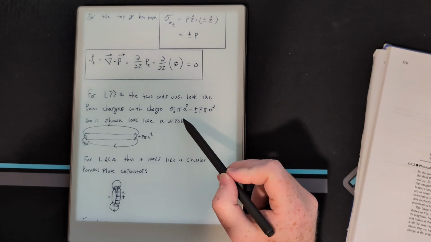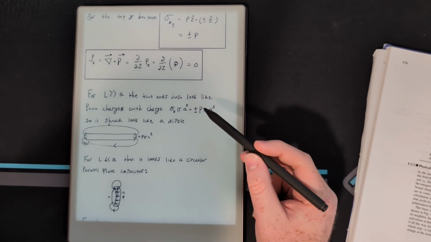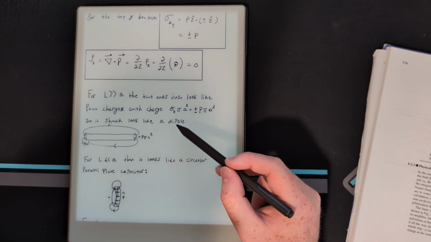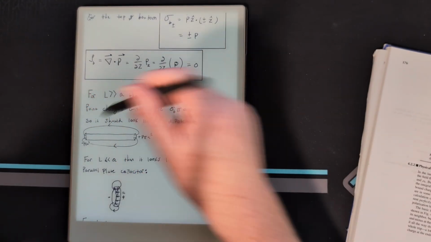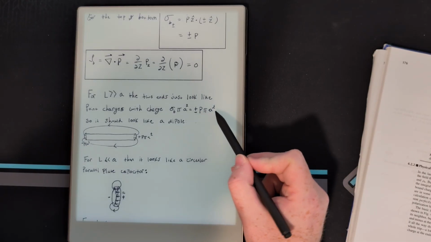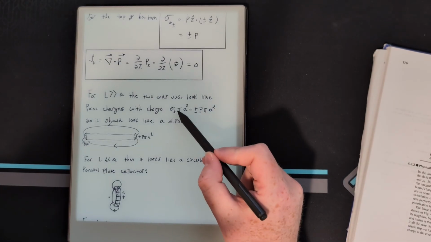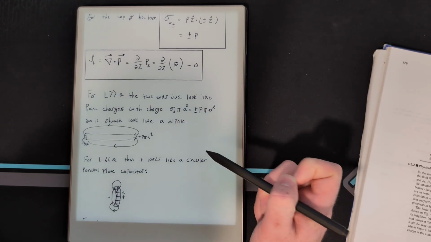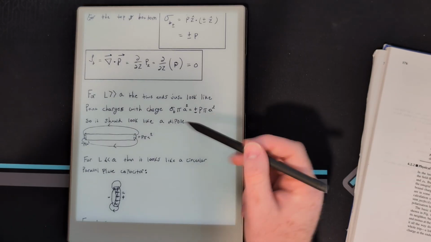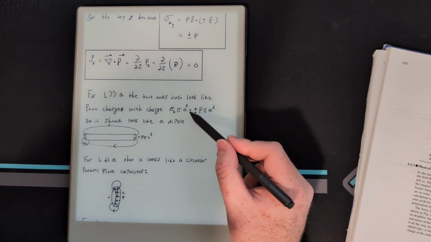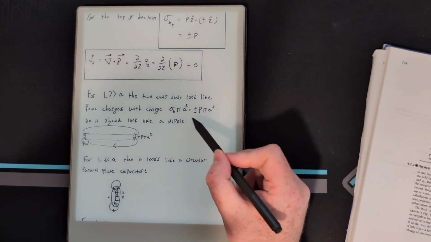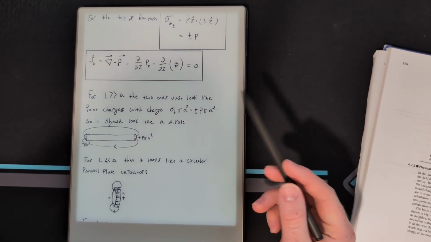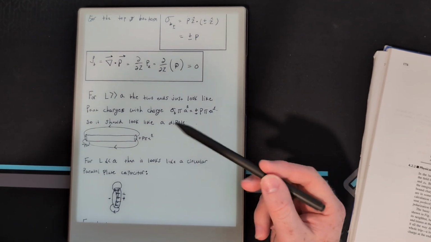So when the length is much, much greater than A, the ends just look like point charges, with sigma B being the bound charge density, with the charges at the end being plus or minus p pi a squared, because the charge would be the surface charge density multiplied by the surface area at the end. So this would be the expression for the charge at the end of the wires, plus or minus p pi a squared. But it just looks like a dipole.